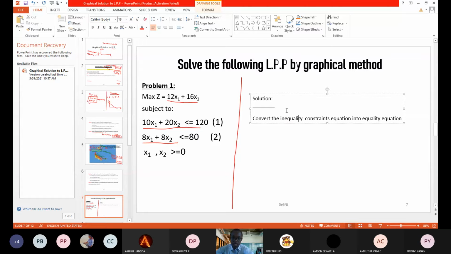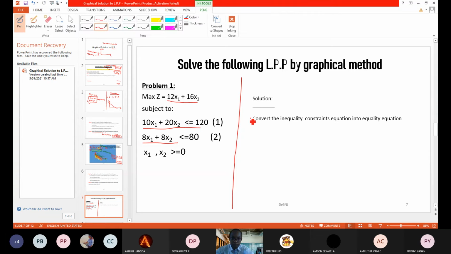Okay, let's go step by step. That's it. This is step number one. We are going to convert the first constraint, please keep this in mind, into an equality.